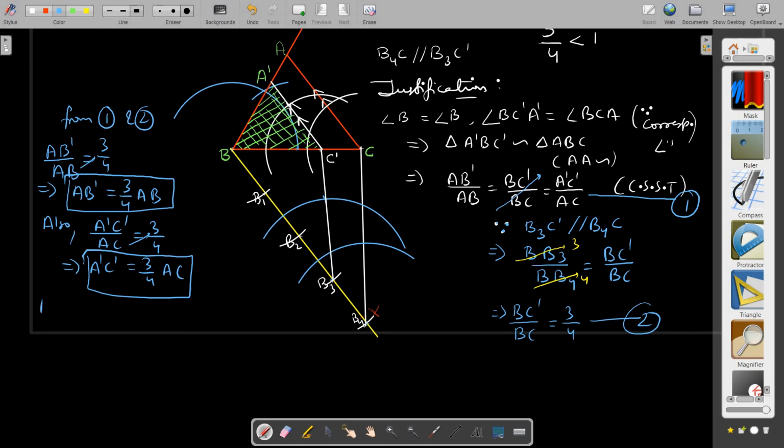And the last one, see equation 2. In equation 2, we have BC prime by BC is equal to 3 by 4. And here when we cross multiply, we will have BC prime is 3 by 4 of BC. So from all the 3 outlined statements, we understand that our constructed triangle, each side is a 3/4 the side of the given triangle.